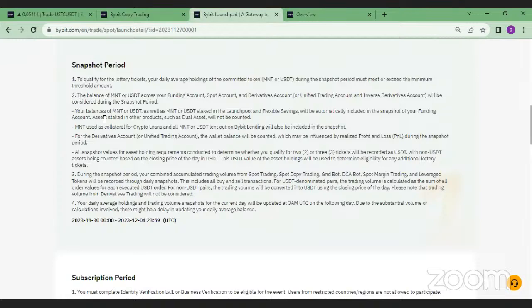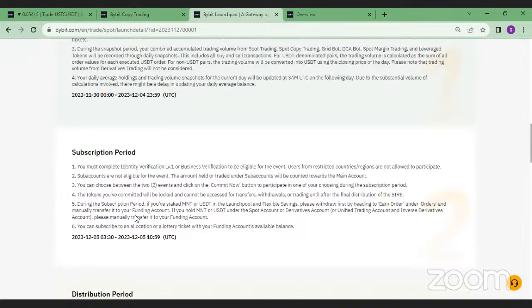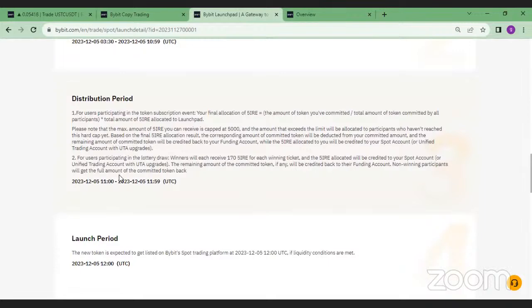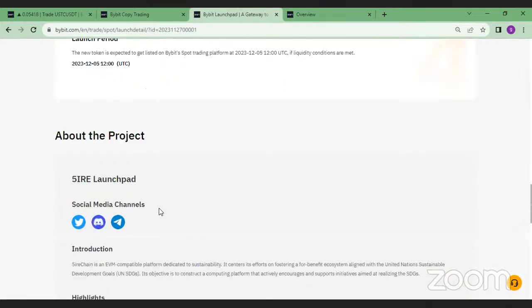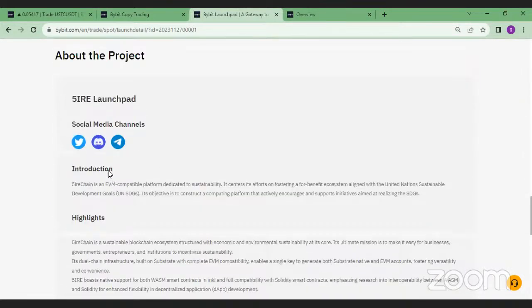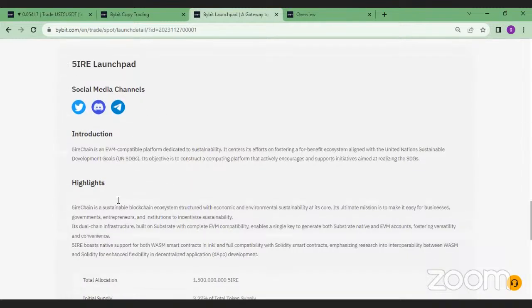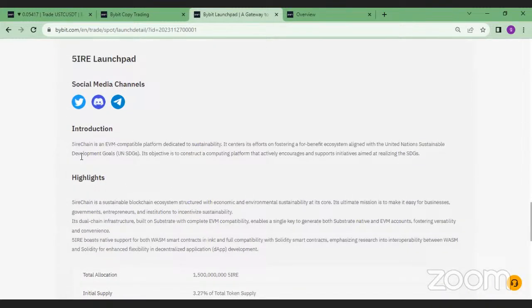You can read more rules that Bybit is stating here, the distribution period and all of that. You can go join this platform, join their Telegram. I see a lot of hype around the token on their Telegram platform. If you want to know more about this, they'll tell you about the Fire Chain. I'm going to look for how to pronounce this.